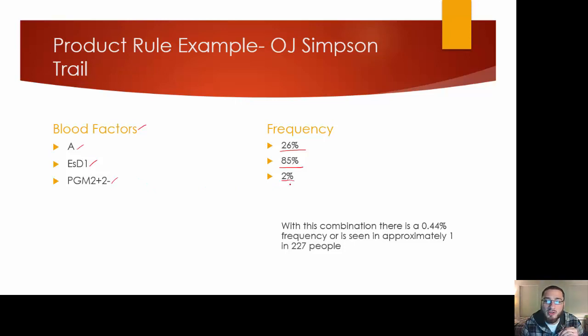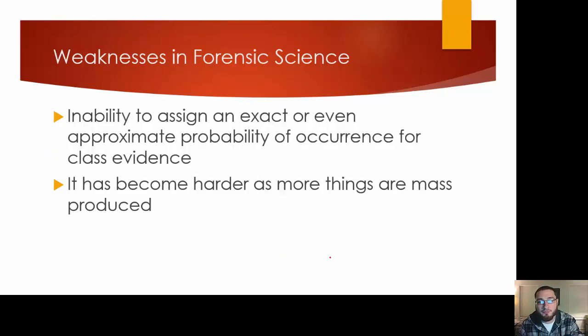So by multiplying them all together, if you know anything about statistics, you're going to end up with a 0.44% chance of having that. So now we went from saying, all right, 85 out of 100 people have this one and 26 out of 100 people have this one, to, hey, 1 in 227 people have all three of these. Okay, so by adding these all together, yeah, 26% of people have this one, 85% of people have this one, and 2% of people have this one. But the chances of having all three is very small, and that's what they were able to argue.